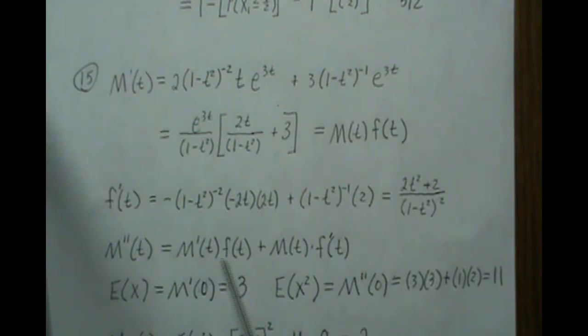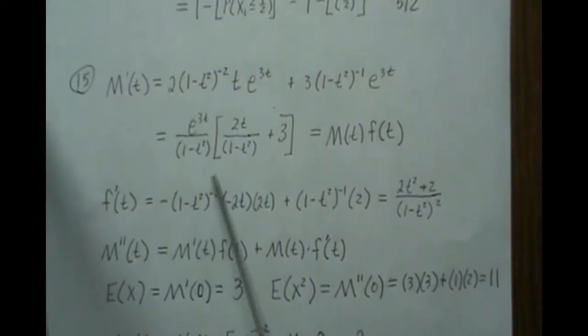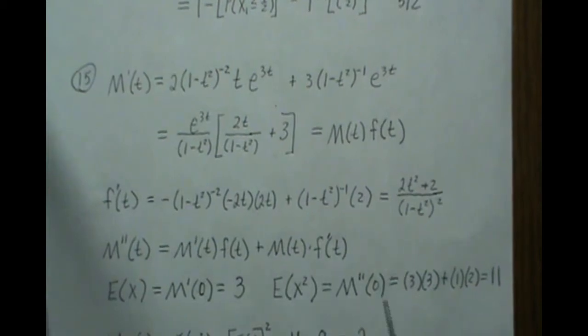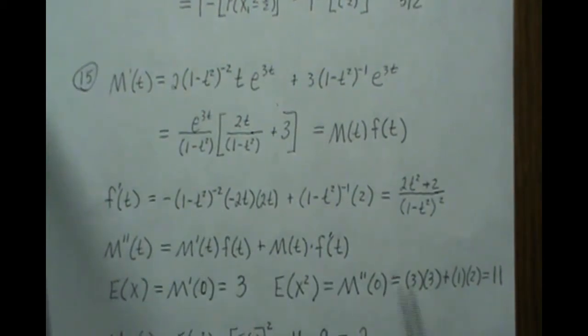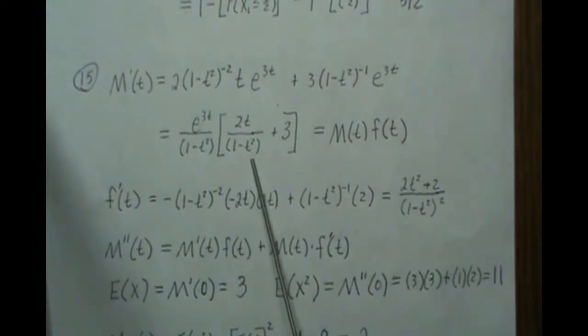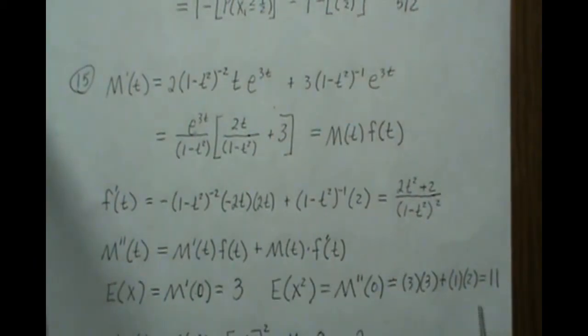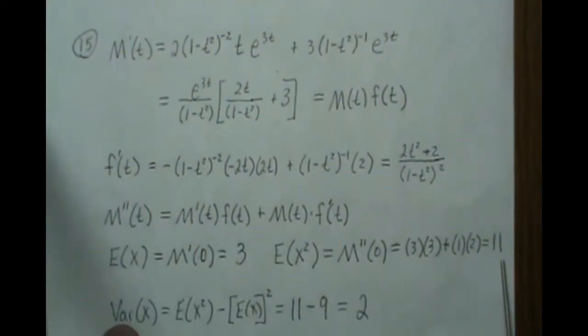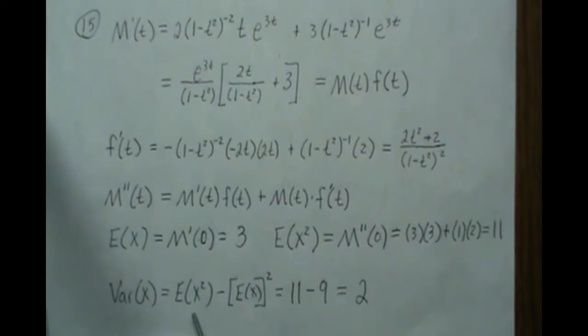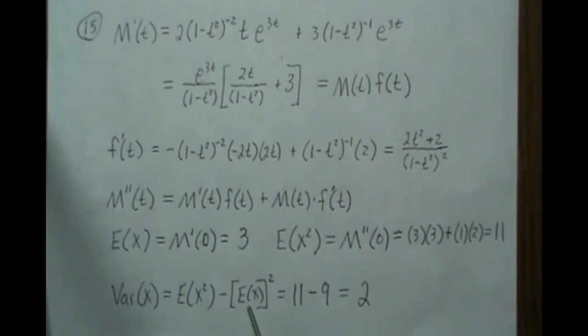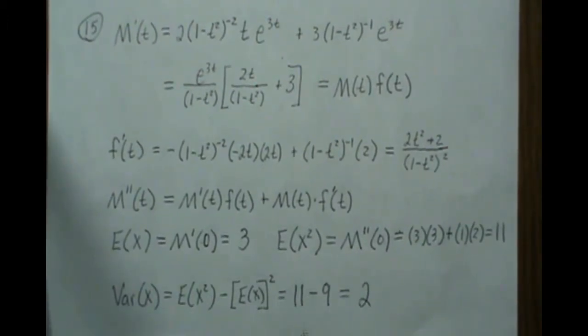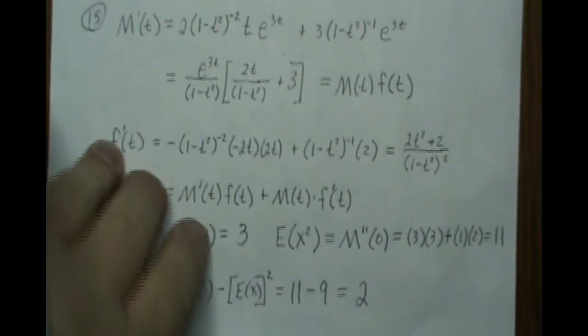So you plug in 0 here, which we said was 3. And then you plug in 0 to this one, you get 3. Plug in 0 to this, you get 1. You plug in 0 to the derivative, you get 2. It's 11. So the variance is the expected value of x squared minus the mean squared, which is 11 minus 9, which is 2.